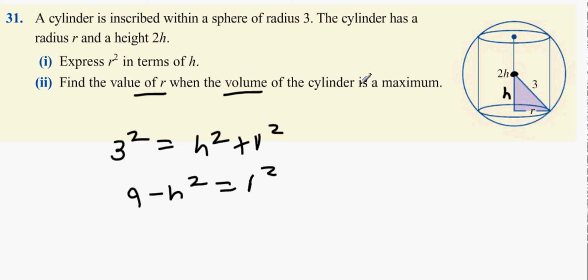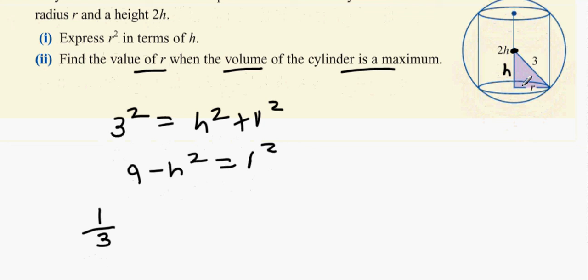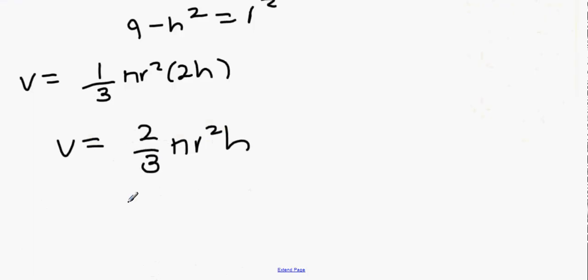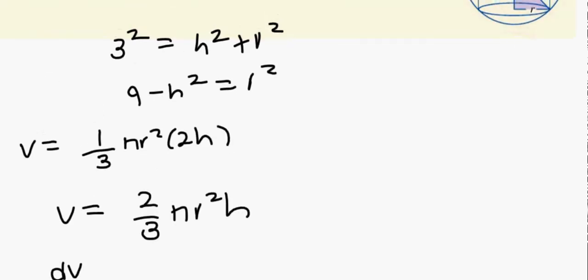Find the value of r when the volume of the cylinder is a maximum. The volume of a cylinder is pi r squared h, but h in this occasion is actually 2h, so we've got to replace that with 2h. So the volume is going to be 2 pi r squared h for this particular cylinder. We need it to be a maximum, so we're going to differentiate dV/dh. Oh wait, we also have to substitute in one of them.